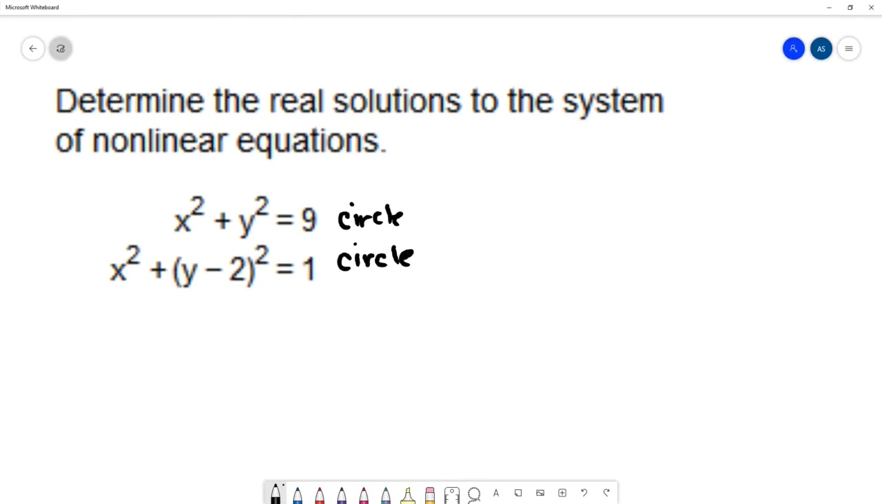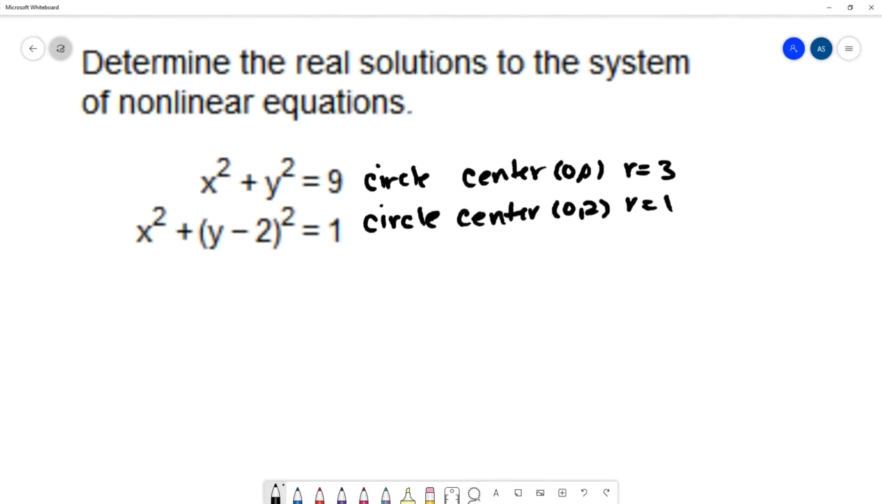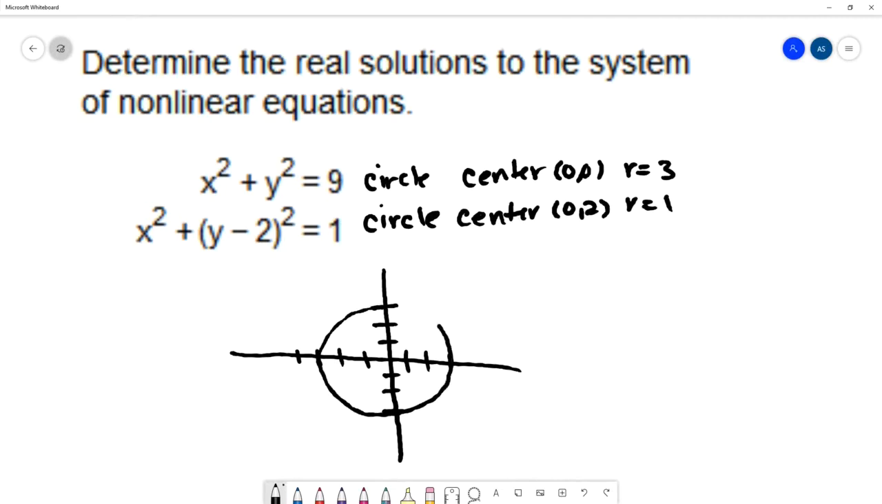So we have a circle. This circle has a center of (0, 0) with a radius of 3. The second equation has a center of (0, 2) with a radius of 1. If we sketch these two circles, the center of (0, 0) with radius 3, I'll go 3 away from that center. And I get the graph of the first equation.